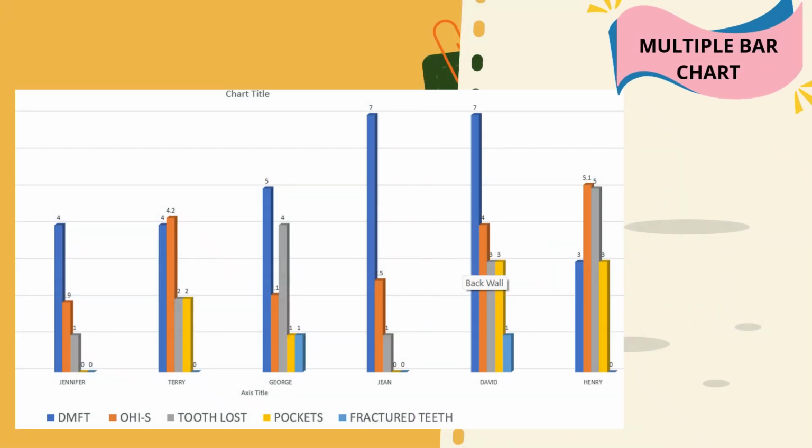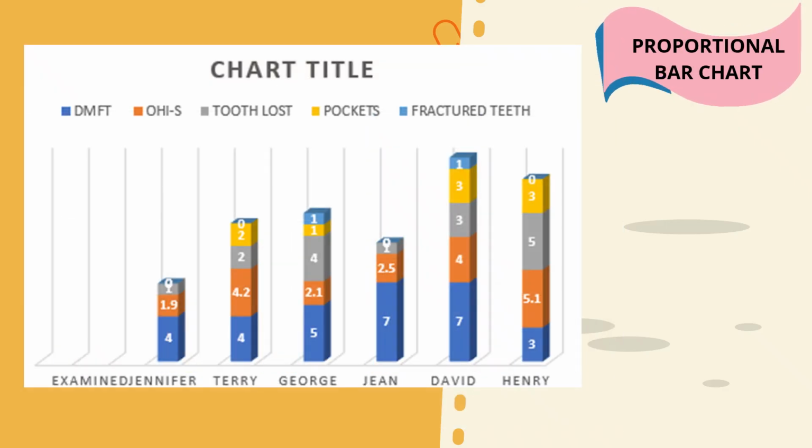Whereas a multiple bar diagram is, as I told you in the master chart, if I am going to record DMFT, DMFS, OHIS, tooth loss, pockets and everything for one individual, how many DMFT score she has, or how many OHIS score she has, I am going to show them in the form of multiple bars in one such variable. So it is going to be a multiple bar diagram format.